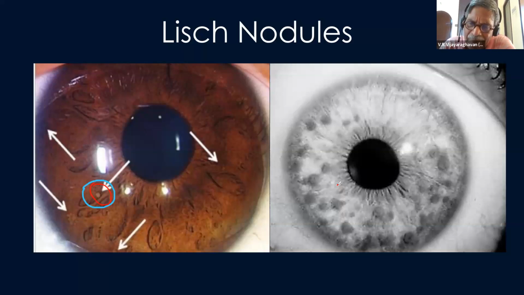There are some pathognomonic signs. So far, what did I tell you? Dendritic ulcer with branches having bulbs, pathognomonic of herpes simplex. Then lepra pearls in the iris, pathognomonic of leprosy. And Lisch nodules are pathognomonic of neurofibromatosis.